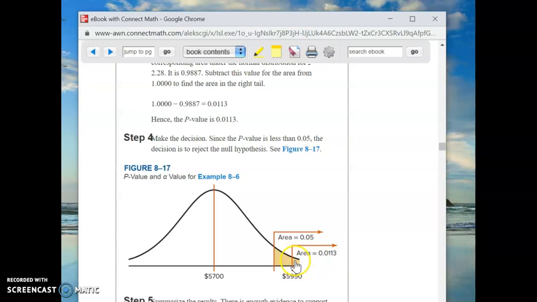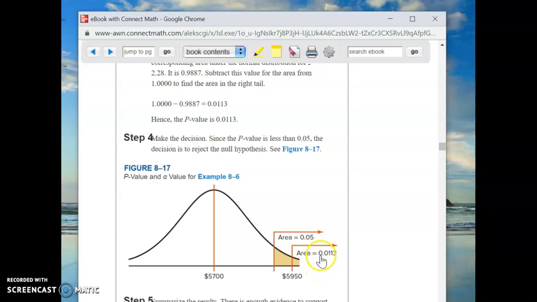So what is that telling me? That this is a probability area here. So the probability of getting 5,950 or more is 0.0113. So it's like 1% and some change. Well, if my alpha, if my budget for my error is 5%, well, I'm good, right?